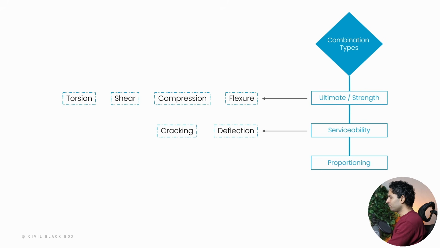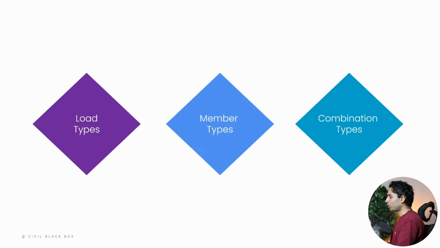Last but not the least, we have the proportioning part. Again, this is different for just the substructure or the footings. So when we are proportioning our footings, that is when we are defining the area of our footings, this is where the proportioning concept comes into play. So this is everything about combination types.